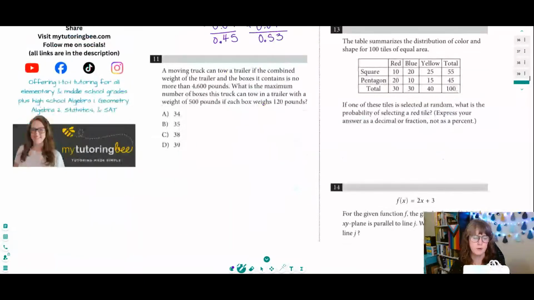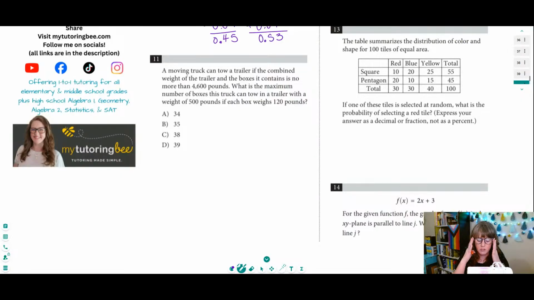All right, let's go down to number 11. A moving truck can tow a trailer if the combined weight of the trailer and the boxes it contains is no more than 4,600 pounds. What is the maximum number of boxes this truck can tow in a trailer with a weight of 500 pounds if each box weighs 120 pounds?